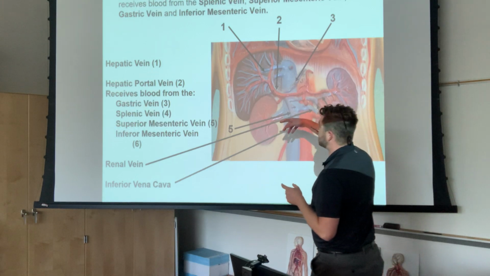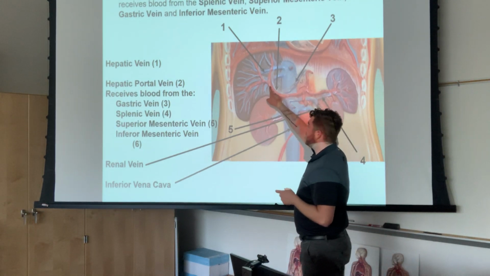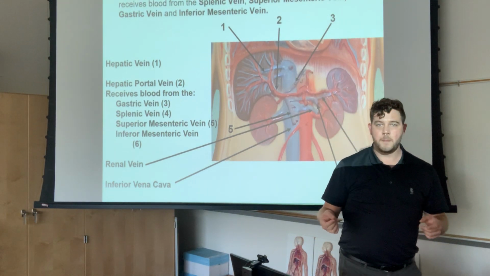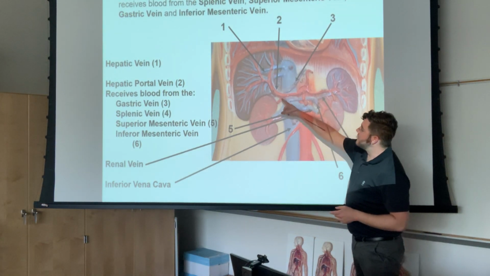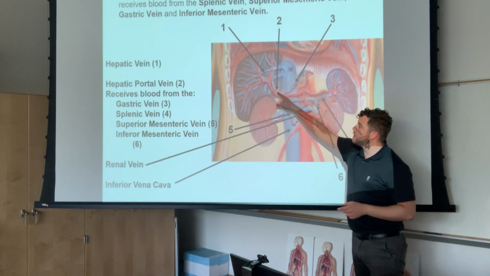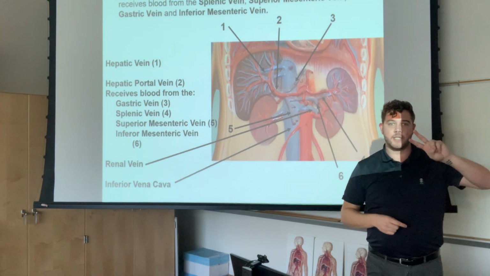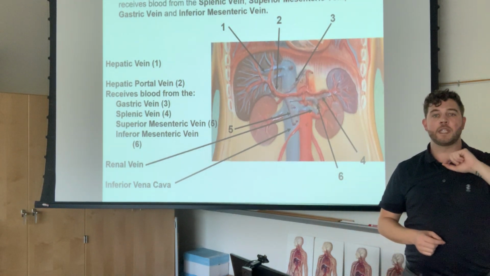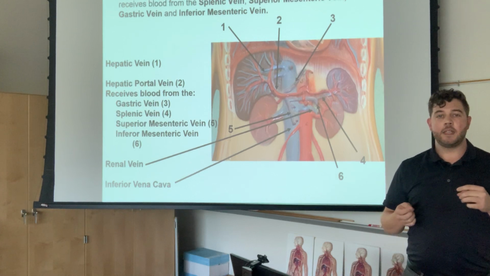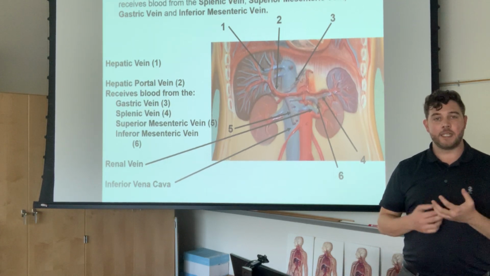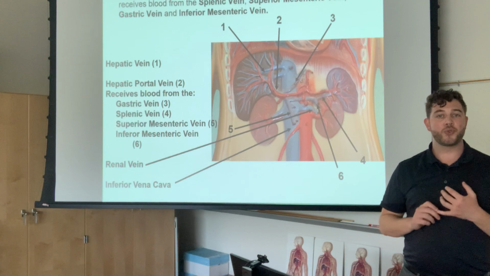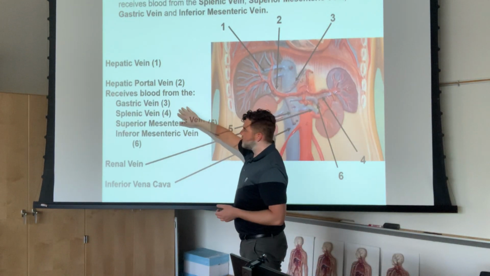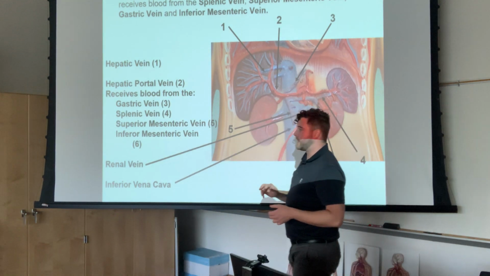One of them is not on here, though you can still see it: the hepatic artery. This is the vessel that is bringing fresh oxygenated blood to the liver. The other vessel that's going to the liver is the hepatic portal vein, this number 2. So 2 vessels bringing blood to the liver, hepatic artery and hepatic portal vein. 1 vessel draining the liver, the hepatic vein. The hepatic portal vein is bringing deoxygenated blood, but that blood is nutrient rich because it's coming from the digestive organs. It comes from the gastric, the splenic, and the superior and inferior mesenteric veins.